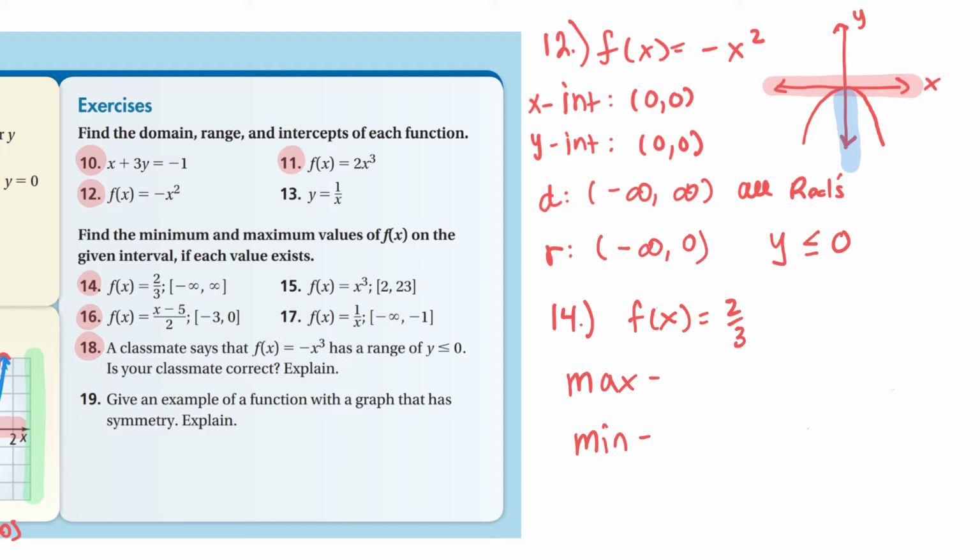we'd have to look at the graph, and I'm going to go ahead and sketch the graph here. We know that the graph will be a horizontal line. This would be y equals 2/3. And I'm going to stop so you can think about it for a minute. The max and the min will just be that horizontal value, that y equals 2/3.